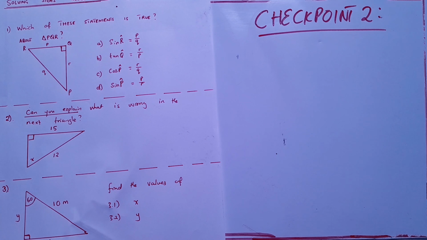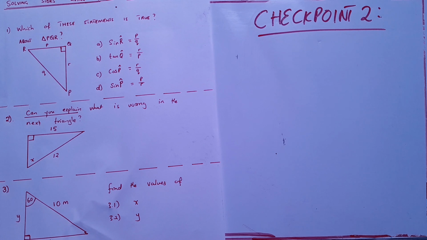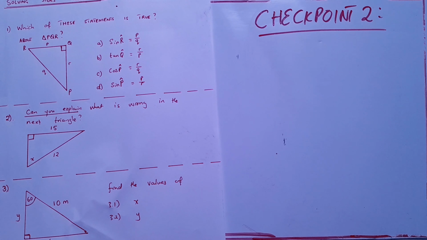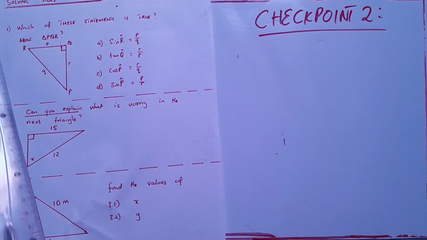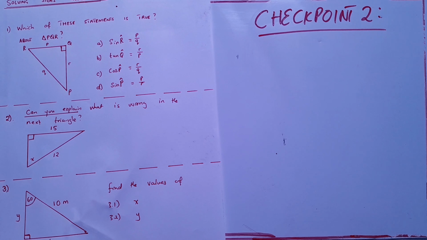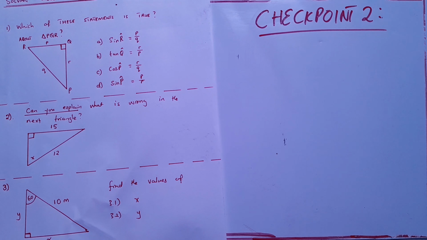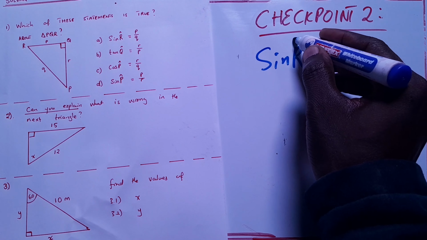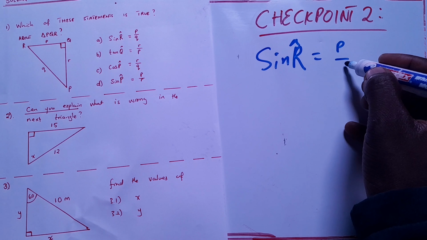Number 1 is saying, which of these statements is true about the triangle PQR? Triangle PQR, as you can see, we have this angle R, angle P, angle Q, which is the right angle, and we have side P, side Q, and side R. So the first statement is saying we're saying sine of R is equals to P over Q.